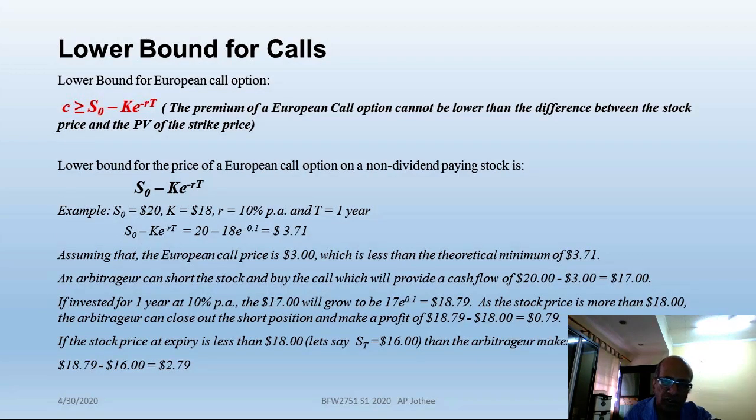Okay, lower bounds now. We just saw the upper bound for a call and upper bound for a put, either for American option or European option. Now we look into the lower boundaries of the European call option.